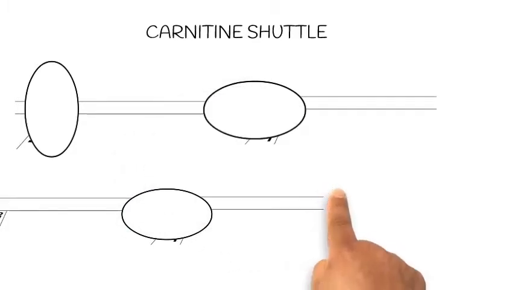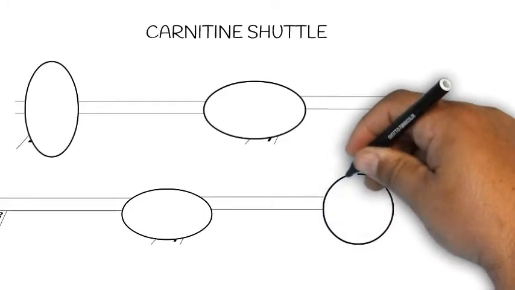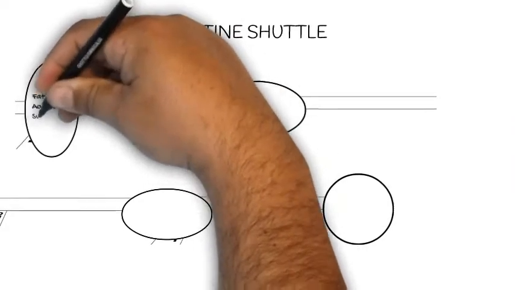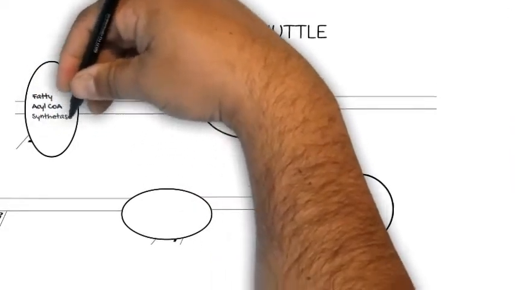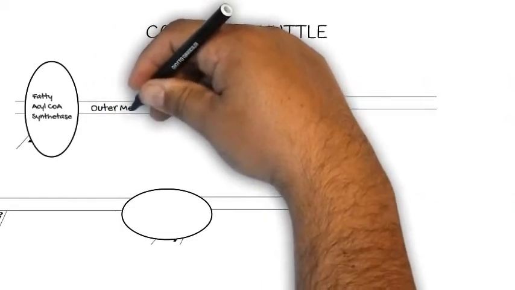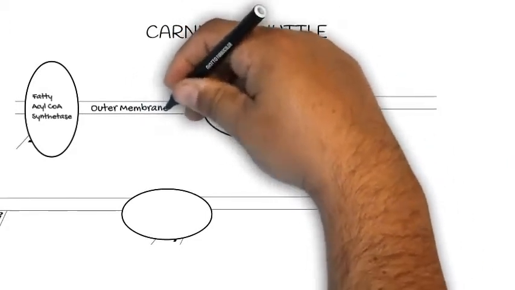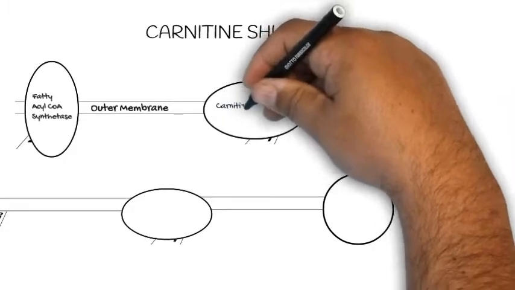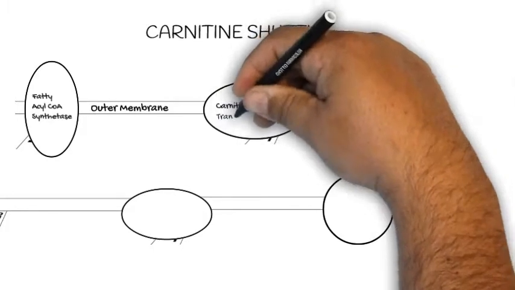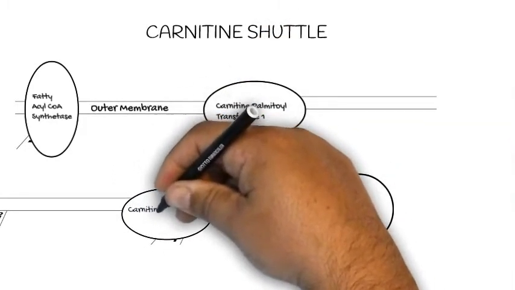Now, the carnitine shuttle begins with the fatty acid reacting with ATP, and the enzyme fatty acyl-CoA synthetase in the outer mitochondrial membrane. And this enzyme, fatty acyl-CoA synthetase, converts the fatty acid to fatty acyl coenzyme A. The next enzyme is carnitine palmitoyl transferase 1, or CPT1.